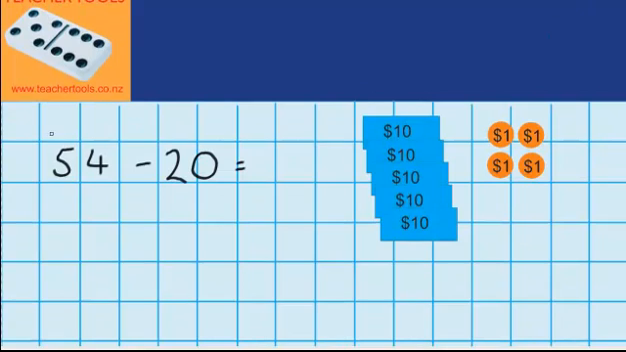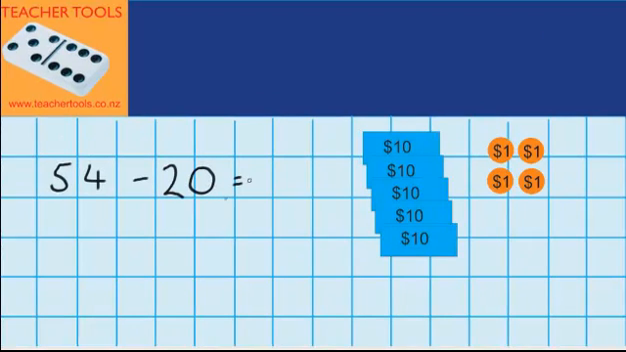Well, let's start by thinking about what 54 looks like. You can see that 54 is made up of 5 tens, and I've got those 5 tens over here, and it's made up of 4 ones, and you can see those 4 ones over here. Now what we have to do is take away 20, which means we're having to take away 2 tens, but we're not having to take away any ones.